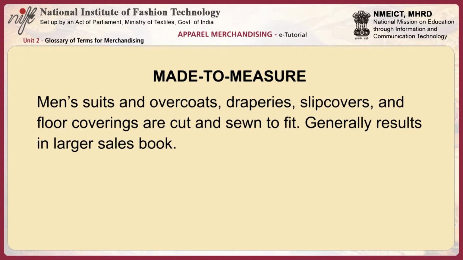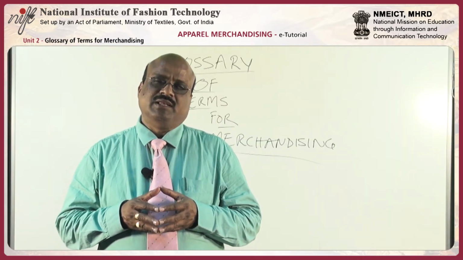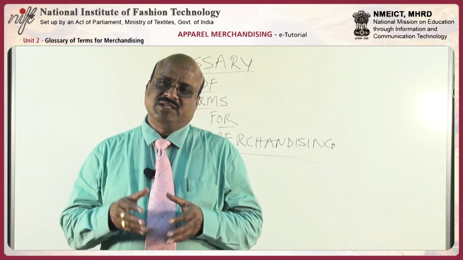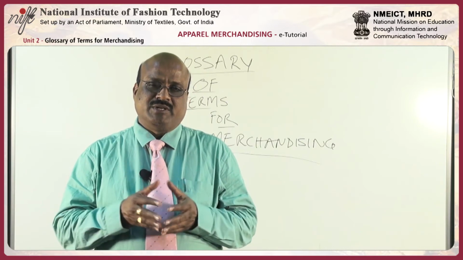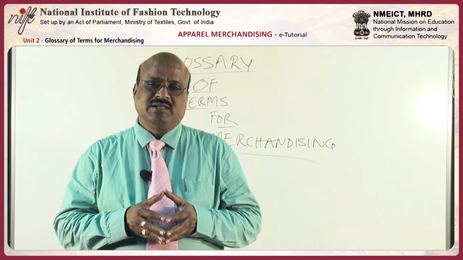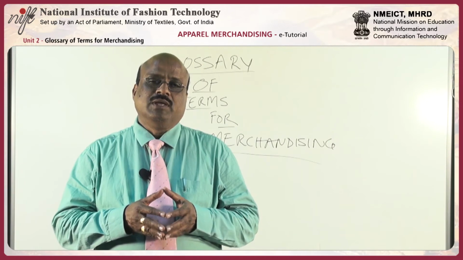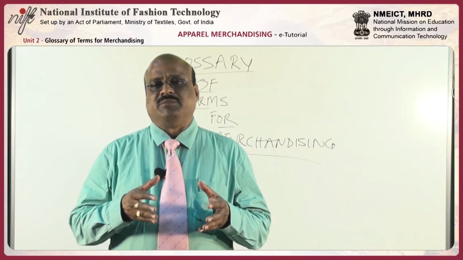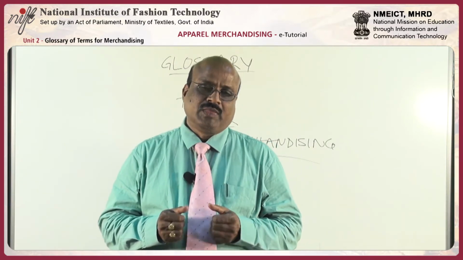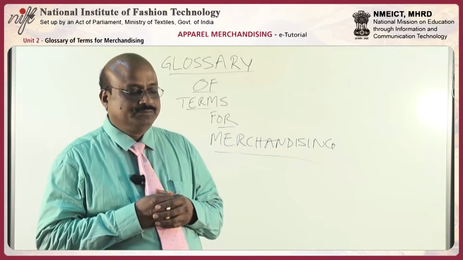Particularly men's suits and overcoats, draperies and slipovers, and floor coverings are cut and sewn to fit. So these products especially are cut and then stitched to fit well as per their measurements. So they result in larger sales book. This is called made to measure. That means the merchandise is made as per the measurements to give a better fit.